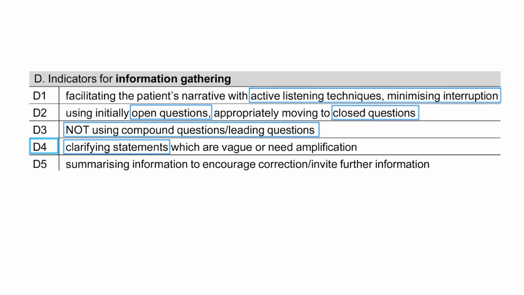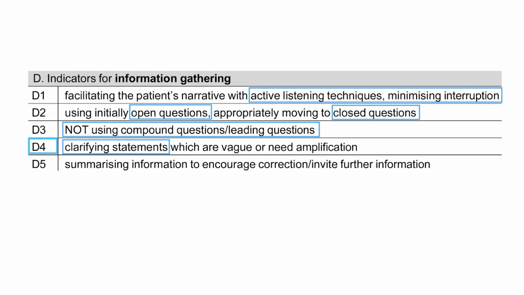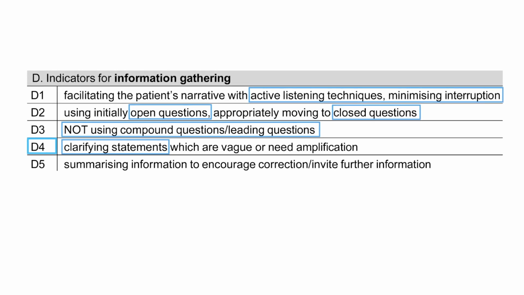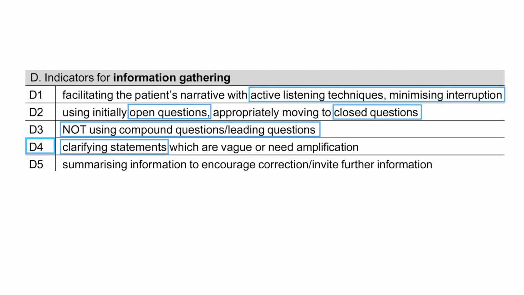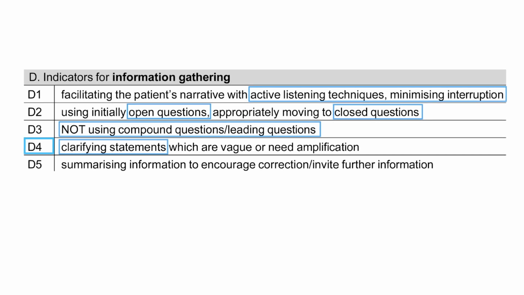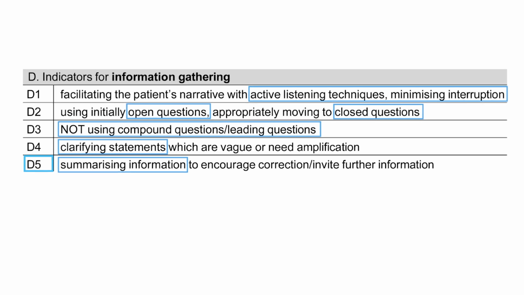Next, you're going to clarify statements which are vague or need amplification. This means if a patient gives you some information which is not very clear, you know exactly how to clarify what they say and get more specific details from them. And finally, this will test your ability to summarize information to encourage correction or invite further information from the patient. Now we've looked at exactly what is required of you in this assessment criteria, let's look in detail about how you can demonstrate each of these 5 skills.